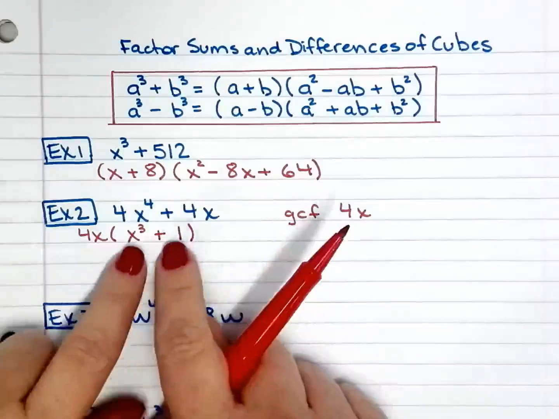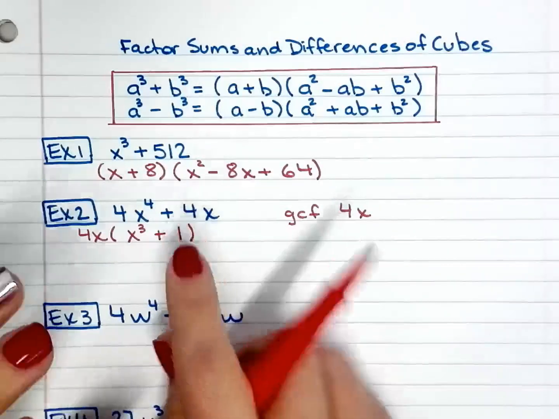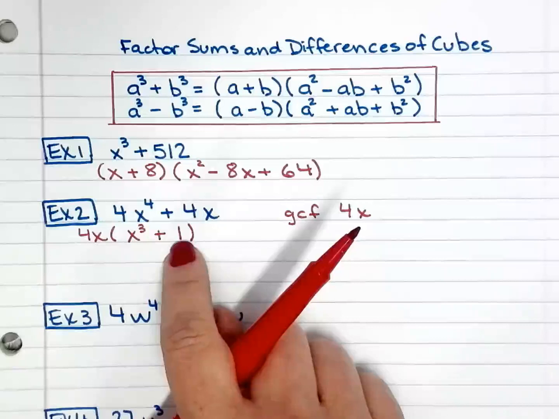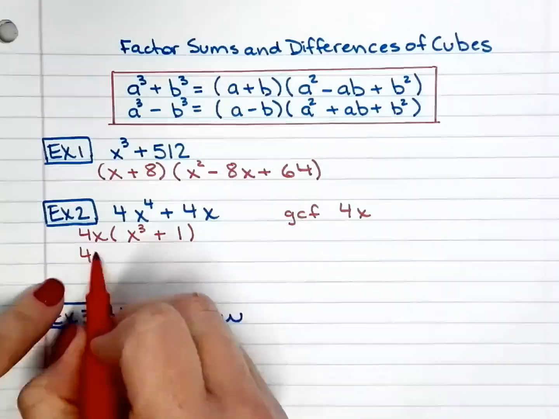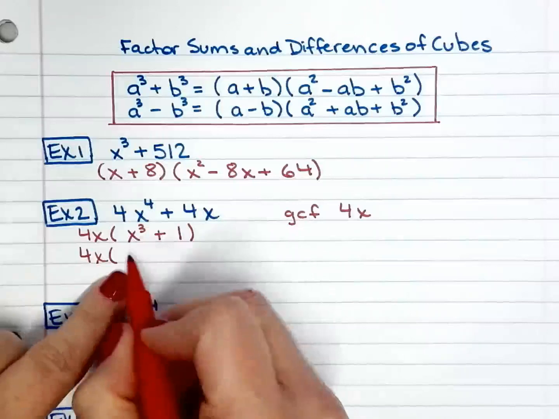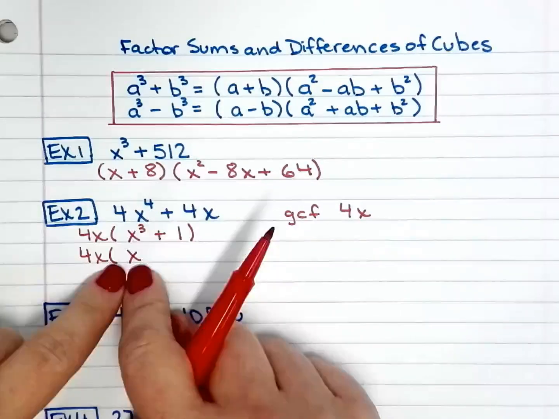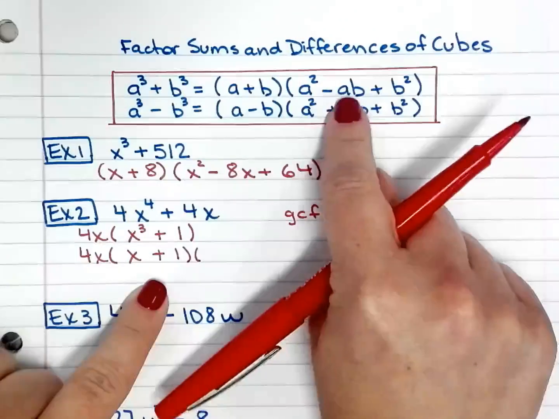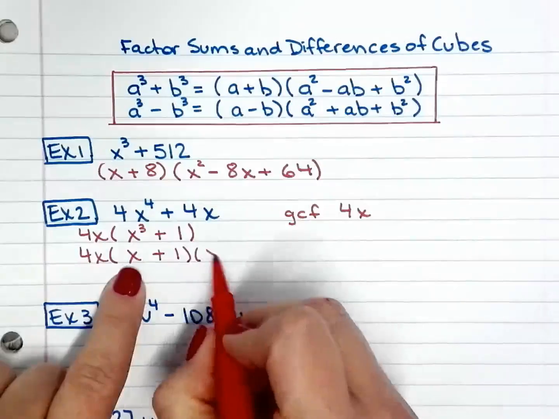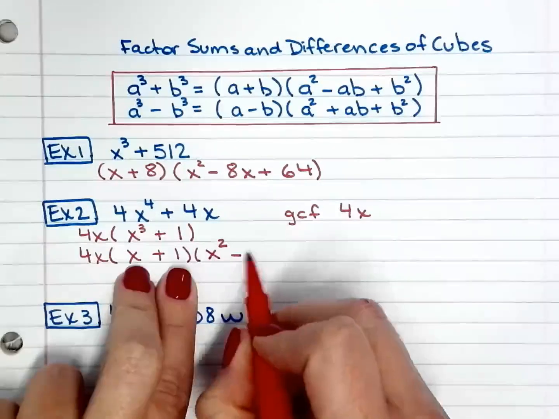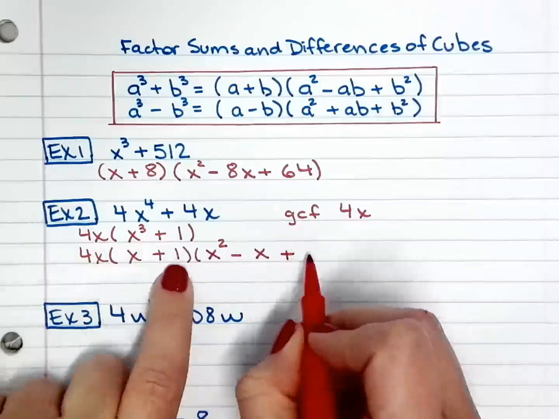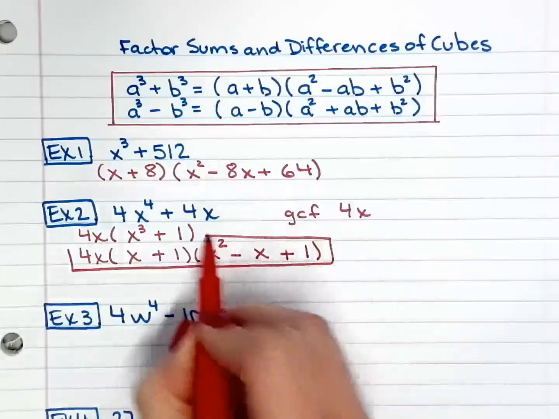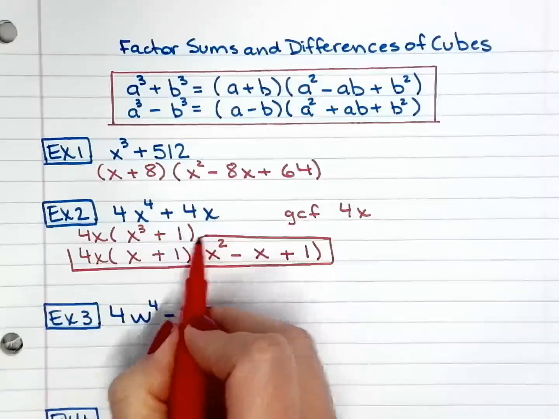Okay, so now I have to keep factoring because a lot of us forget that 1 is a perfect cube. So when you cube root 1, you get 1. Awesome. So 4x. Cube root of x cubed, you get x, plus cube root of 1, you get 1. I'm following again the first formula right there. So now I'm going to square x to get x squared, minus multiply 1 times x is x, plus 1 squared is 1. Okay, done right there. And here you cannot keep on factoring.